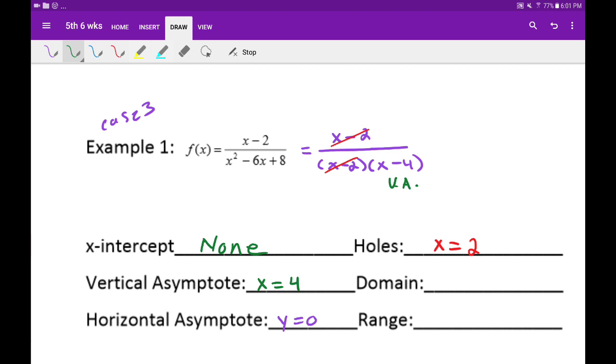Okay, as far as the domain, it can span across the x-axis, so x cannot equal whatever our vertical asymptote is and our hole. So it can't equal 2 and it can't equal 4 because of the hole and the vertical asymptote. Okay, as far as our range, y cannot equal whatever our horizontal asymptote is, in this case 0.